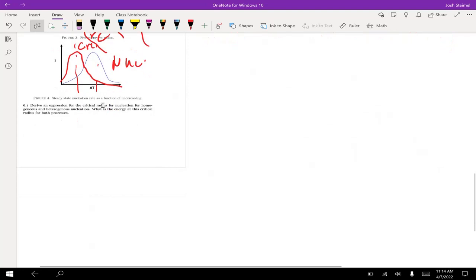And then driving section for critical radii, already solved it. Energy, already solved it. We're done.